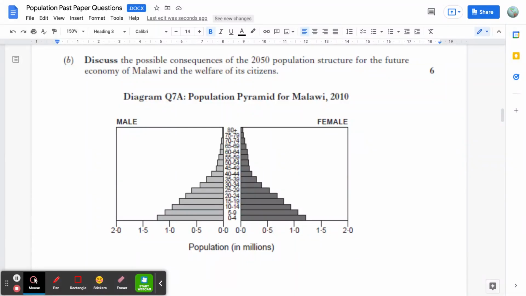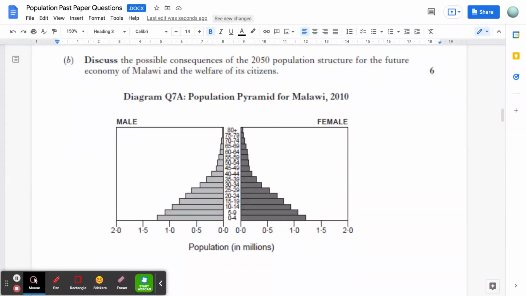Okay, in this tutorial, we're going to look at the exam question, which focuses on the consequences of certain population structures. In this case, we're going to look at the consequences of a population structure associated with a developing country, which in the exam question you can see on your screen refers to Malawi.